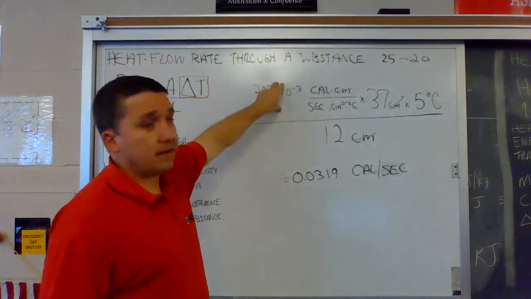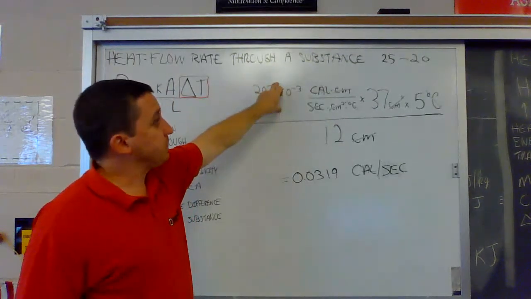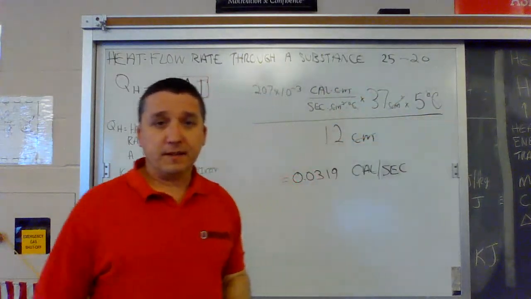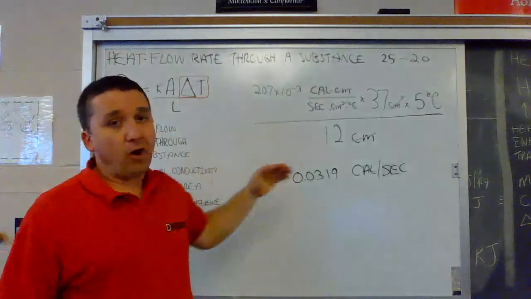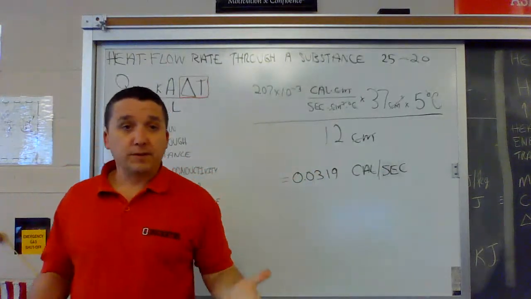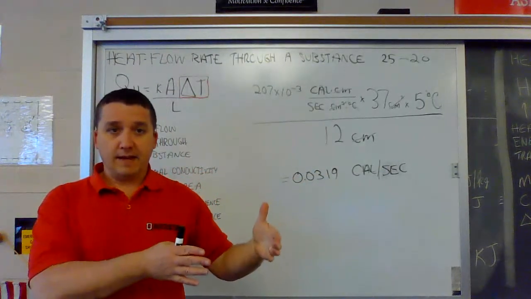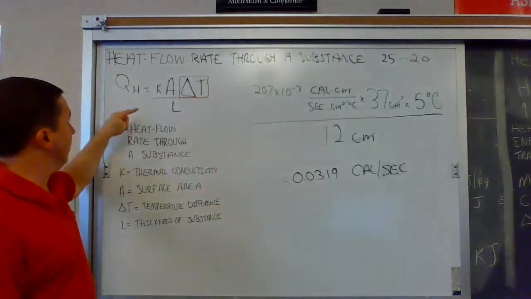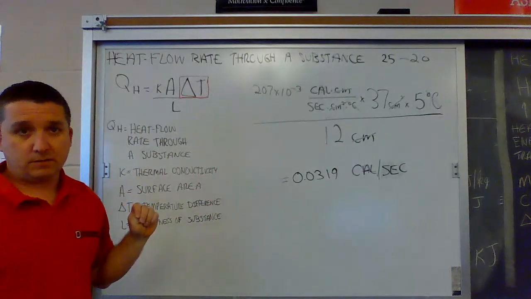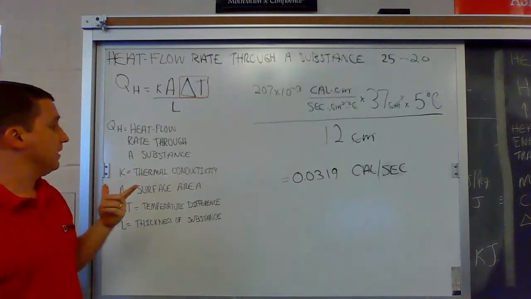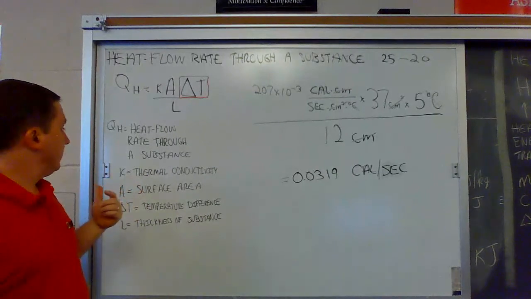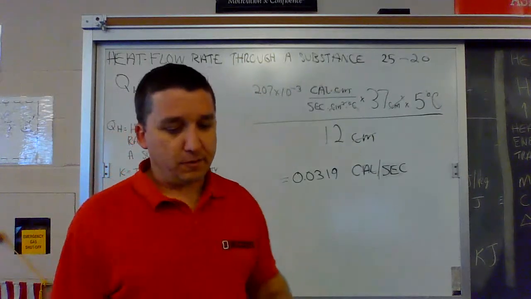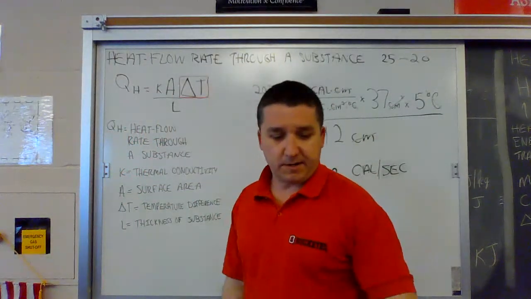So K, thermal conductivity, look for it on the chart, times A, the surface area, times the delta T, temperature difference, divide all that by the thickness. So really what you're doing is multiplying 3 numbers together and then dividing by the 4th number to end up every time solving for Q sub H. Okay, so it's just heat flow rate through a substance. And all these problems are done the same way. You're just going to solve for the heat flow rate through a substance. I'm not going to have you solve for anything else.